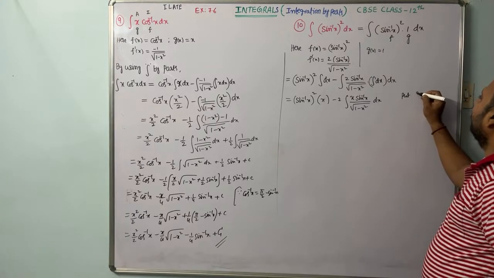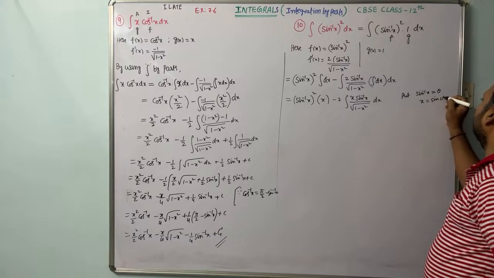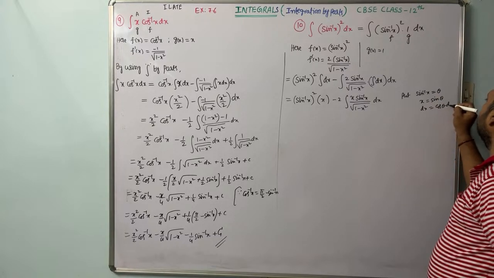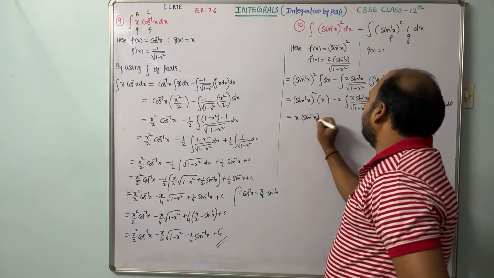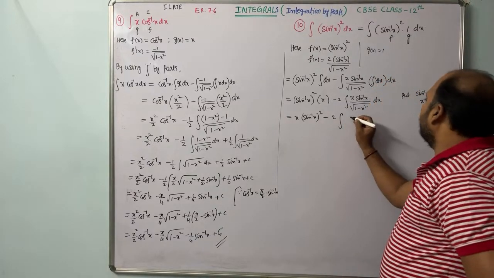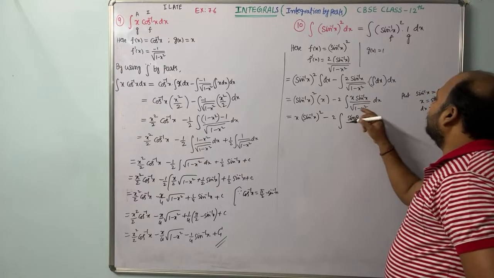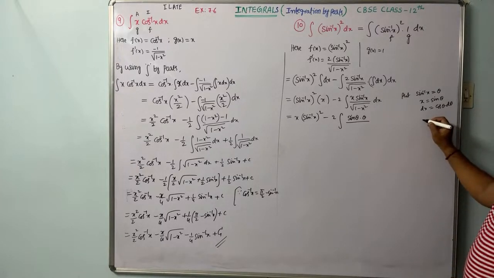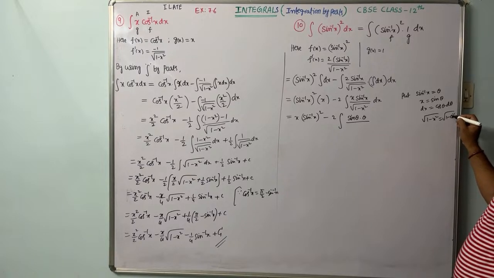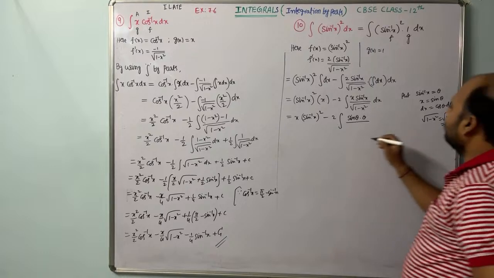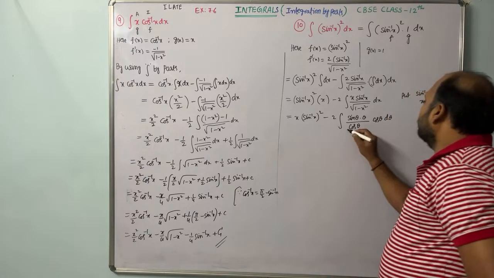So how to evaluate these types of problems? Put sine inverse x is equal to some theta, x is equal to sine theta, dx is equal to cos theta d theta. Okay, dear students? So this as usual, x into sine inverse x whole square minus 2 into integral, x value is sine theta, sine inverse x value is theta, by root over 1 minus x square. 1 minus x square means root of 1 minus sine square theta. So it will be cos theta. Cos theta into dx value is cos theta d theta. These two will be cancelled.